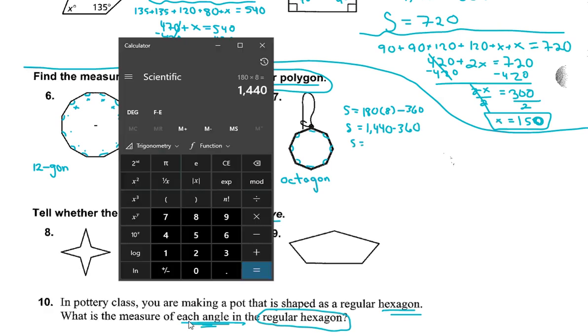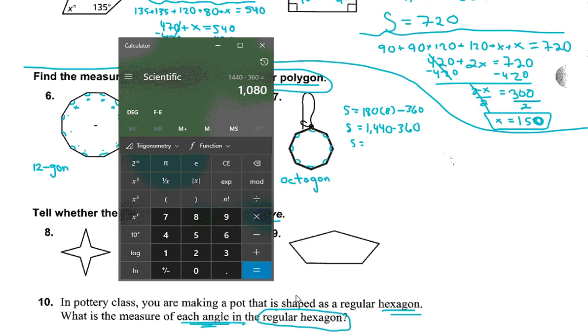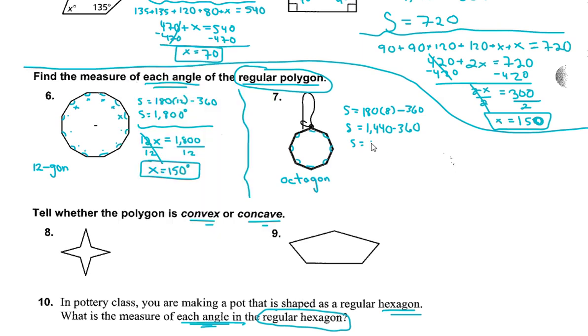I'm going to take 1,440 minus 360 and get 1,080. So that's the interior angle sum if I were to add up all those angles. And again, I'm just going to say that each one of these is the measure x. So these are all just x. Because it's a regular polygon, that means they're all the same measure.